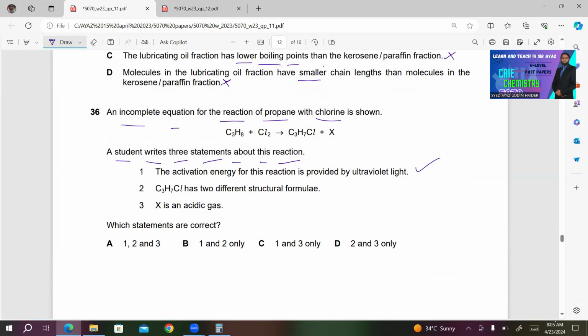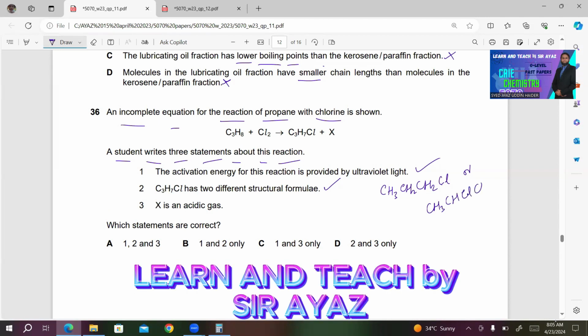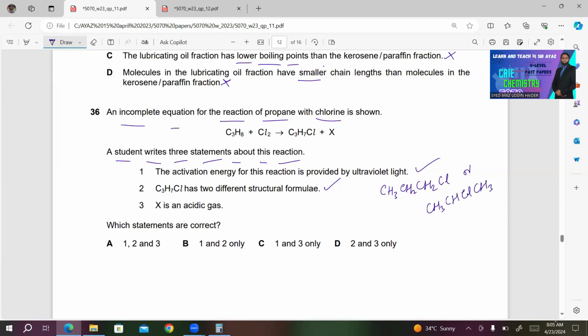Number 2, C3H7Cl has 2 different structural formulas. This also looks correct because there are 2 different structural formulas or isomers for C3H7Cl. It will be CH3, CH2, CH2, Cl, or CH3, CHCl, CH3. So this is also correct.